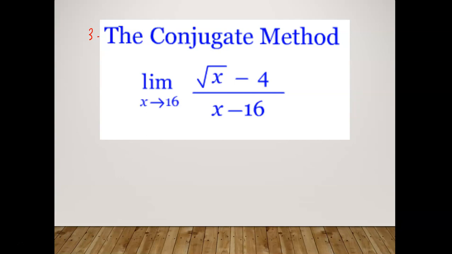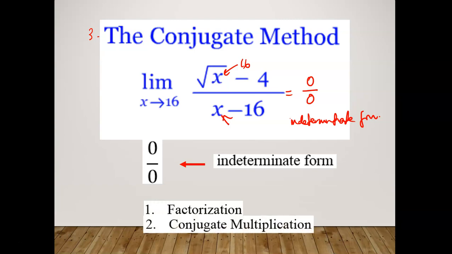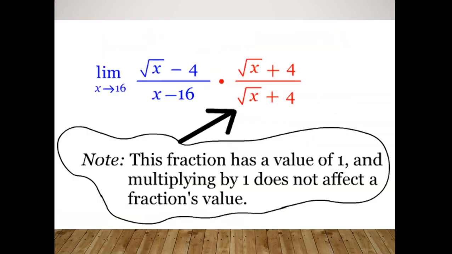For example, this question: limit as x approaches 16. When you substitute x equals 16 inside, you will get 0 over 0, which is the indeterminate form. So the next step is to choose one of these two methods. Factorization is very hard to factor out for this function, so what we can do is multiply with its conjugate.